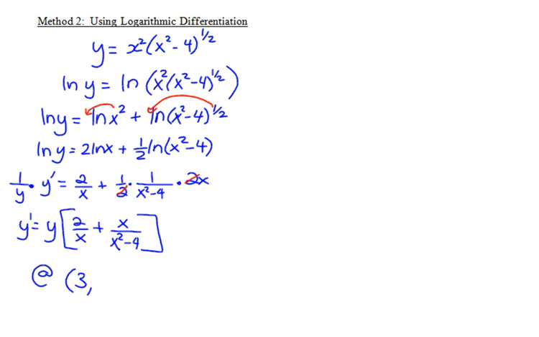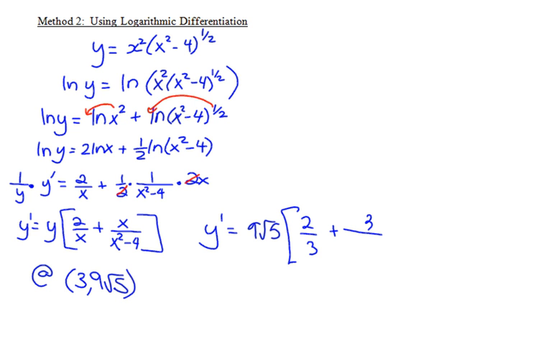Yeah, our point was 3 and 9 root 5. And we already know the y value, so we don't have to plug 3 into the original. So y prime at this point would then be, what's y? 9 root 5 times 2 over x is 3 plus 3 over 3 squared minus 4, which is 5.